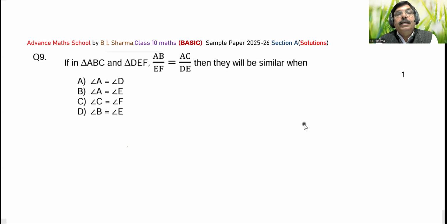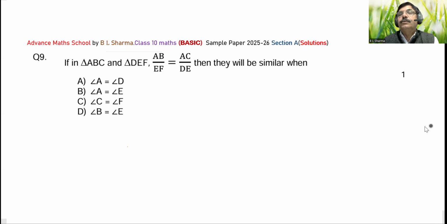If in triangle ABC and DEF, AB upon EF is equal to AC upon DE, means the ratio of two sides is given. Student, we know two triangles are similar in three ways, by SSS, by AAA and by SAS. यहाँ पे दो साइड दे रखा है और SSS हो नहीं सकता क्योंकि आंसर में एंगल ही दे रखा है, तो वी हैव टू यूज हियर SAS प्रॉपर्टी.